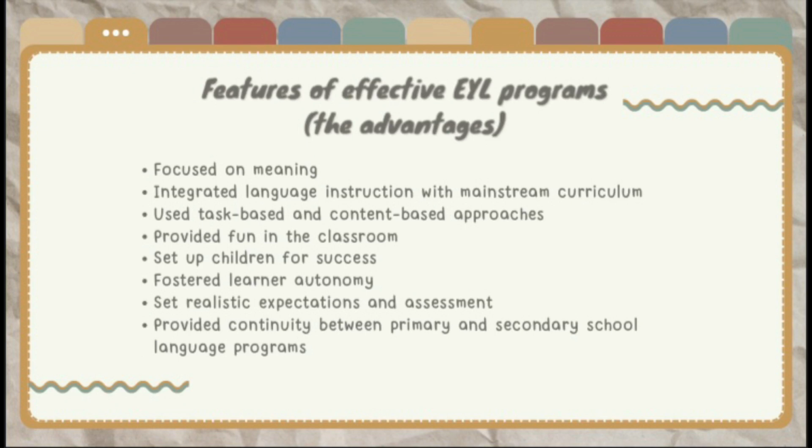Encouraging learning autonomy helps them develop confidence and responsibility in language learning, allowing them to take an active role in the learning process. Realistic expectation and assessment. Setting realistic expectations and assessment helps children feel capable to achieve learning goals without feeling too much pressure, increasing their motivation. And last, interlevel continuity. Providing continuity between primary and secondary school language programs helps ensure that language learning takes place in a structured and coordinated manner throughout the stages of children's education.